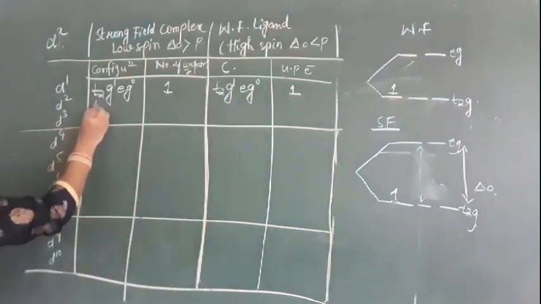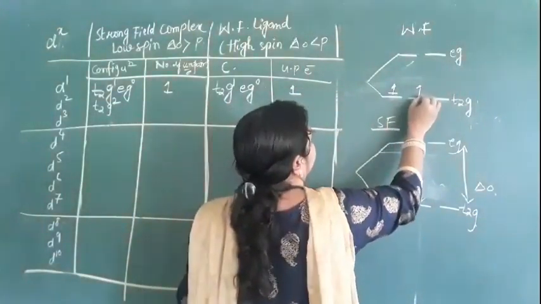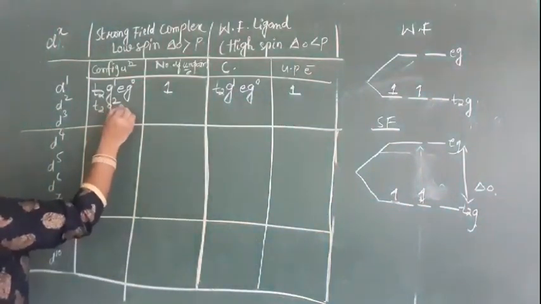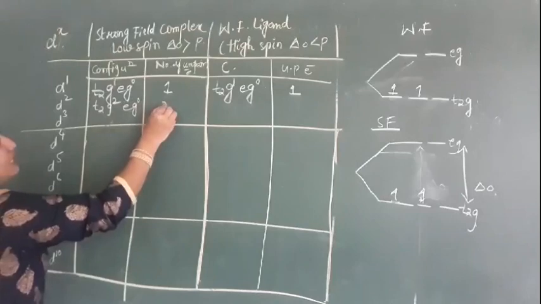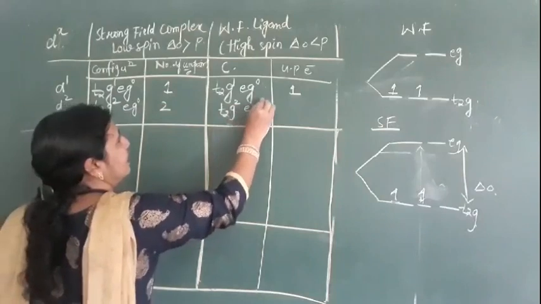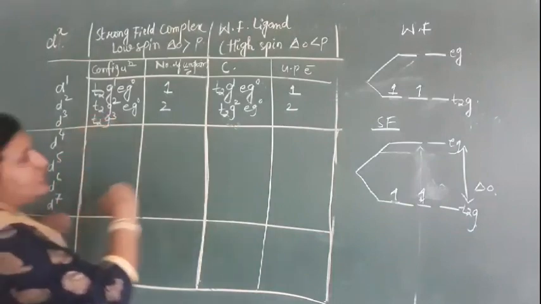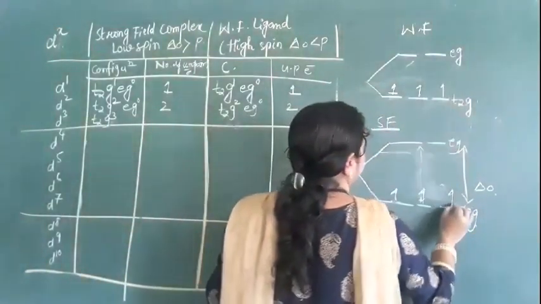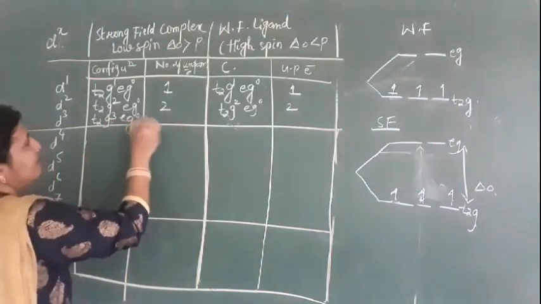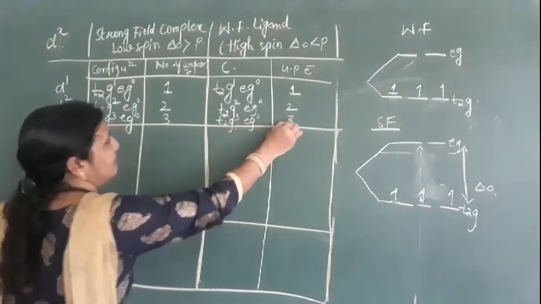Next D2. For D2 we will write T2G2. The second electron enters into T2G only. Here also the second electron enters T2G only. So T2G 2 and EG 0. Number of unpaired electrons 2. And here the same electronic configuration, T2G2 and EG 0, number of unpaired electrons 2. D3 means T2G3, the third electron also enters here only. So it is T2G3 and EG 0. Number of unpaired electrons 3. So here also T2G3, EG 0, number of unpaired electrons 3.